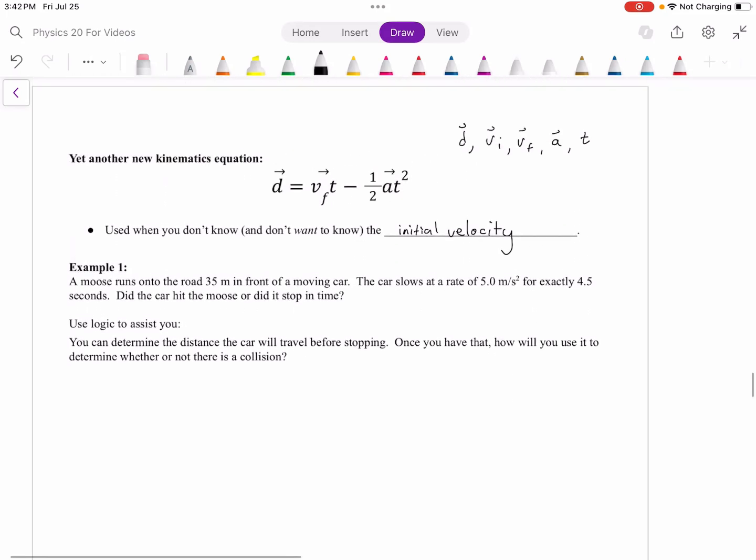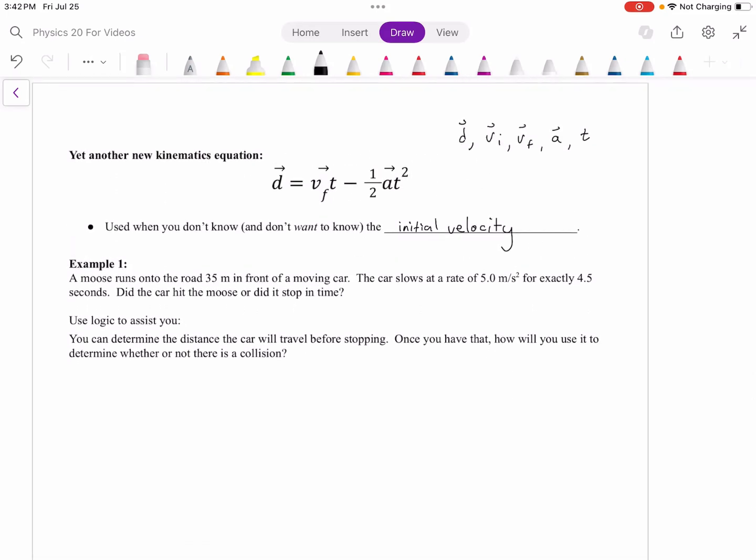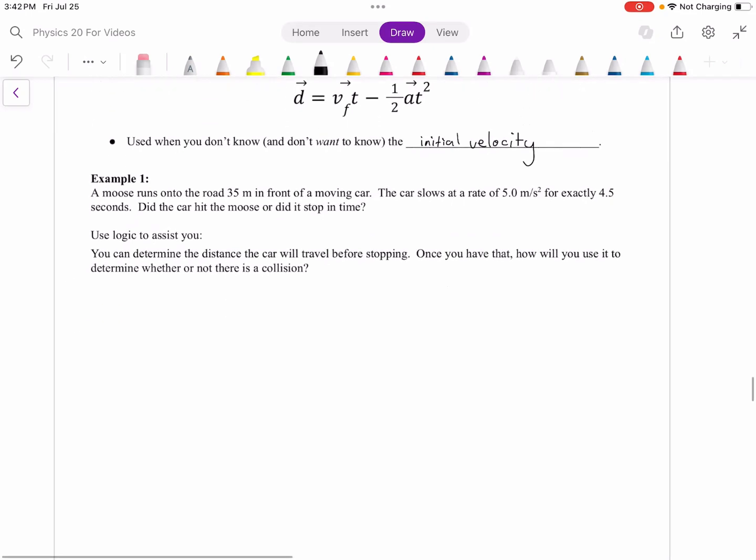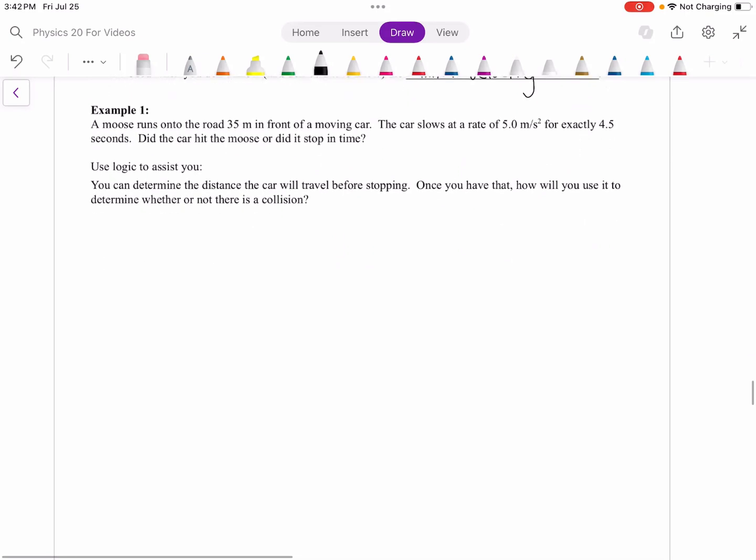Okay, we're not going to do the manipulating for every formula, for every variable here. You can if you want. It's so similar to the last one, and it's good to get your practice on your own with it as well. So let's just jump straight into an example. So we're told that a moose runs onto the road 35 meters in front of a moving car. The car slows at a rate of 5 meters per second squared for exactly 4.5 seconds. Did the car hit the moose or did it stop in time?